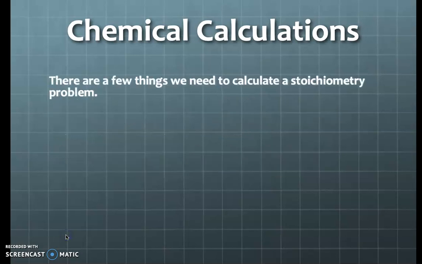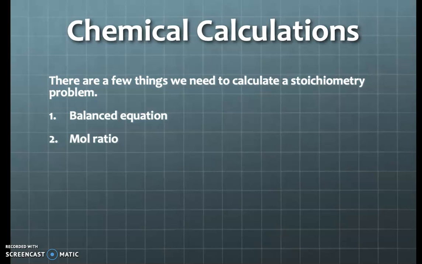All right, so there are a few things we need to calculate a stoichiometry problem. The first thing is the balanced equation. If you have the equation, perfect. Make sure it's balanced. If you don't, write the balanced equation out, make sure it's balanced, and double check that you have the right coefficients expressed in your equation. The other thing is the mole ratio. That's very important, and that comes directly from the balanced equation. So if you don't have a correct balanced equation, you're not going to be able to do this.